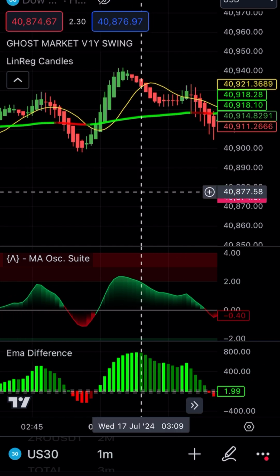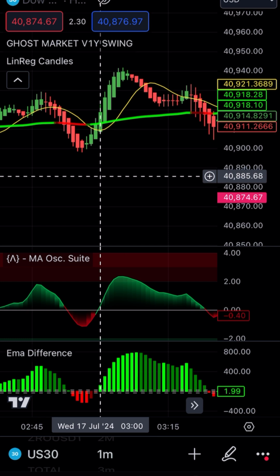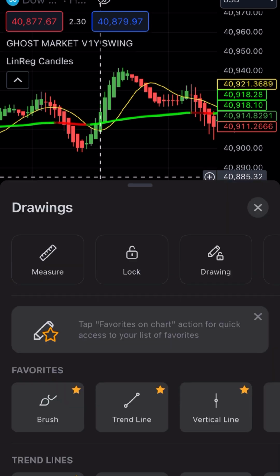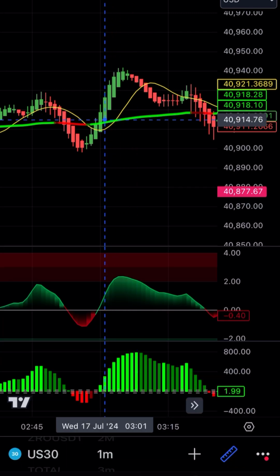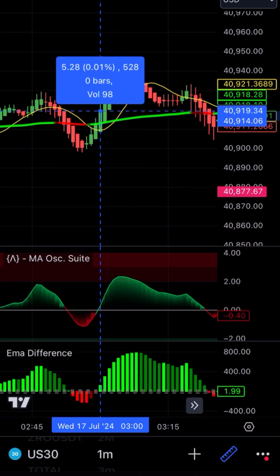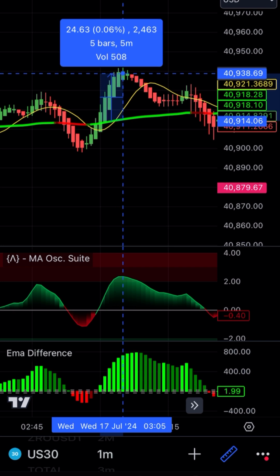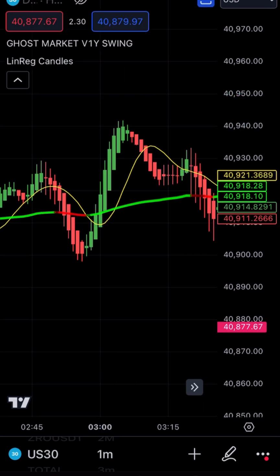And then you see it happen again right here. It's crossing through the zero line. It's crossing with the EMA difference. So you come in right about here. This is another short scalp. This is 5 minutes and $24.